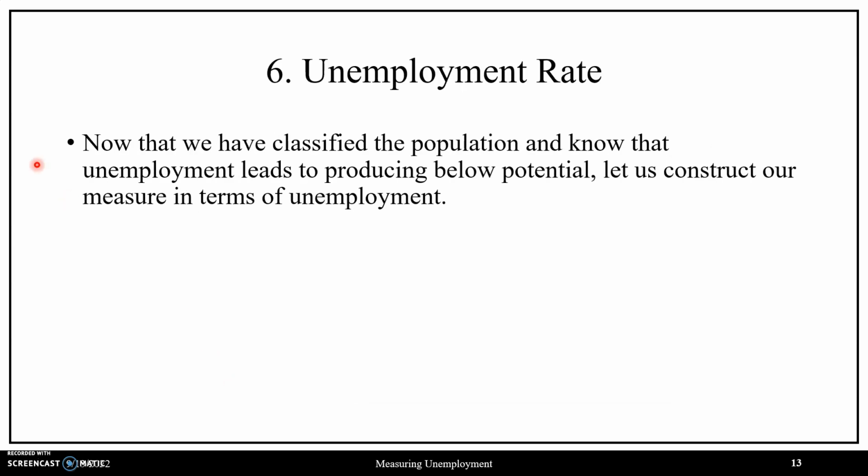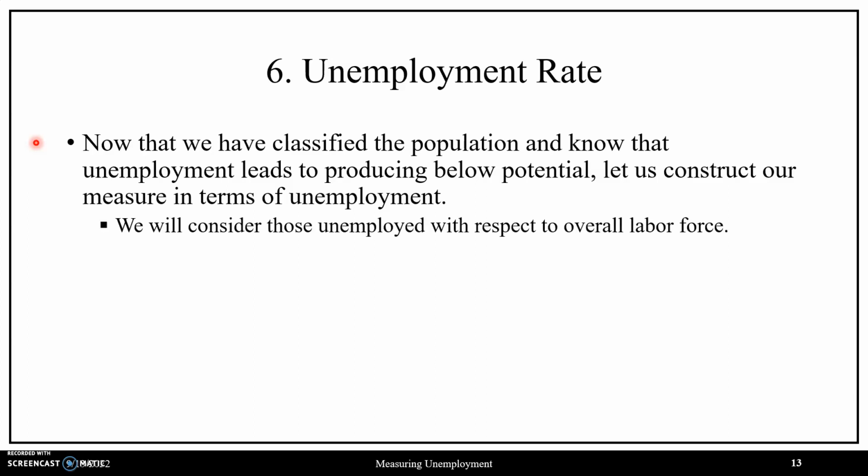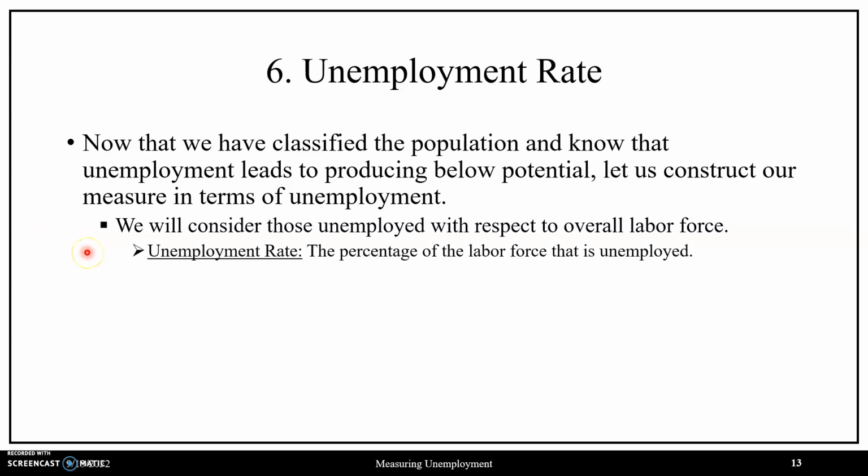So then, now that we have classified the population of an economy and know that unemployment leads to the macro problem of producing below potential total output, let us now construct our measure in terms of unemployment, which we mentioned would be the unemployment rate. And we will do this by considering those who are unemployed with respect to the overall labor force, where defining the unemployment rate in terms of this is just going to be the percentage of the labor force that is unemployed, where mathematically this is just going to be the ratio between those who are unemployed versus the overall pool of labor resources in an economy, that is, the labor force.